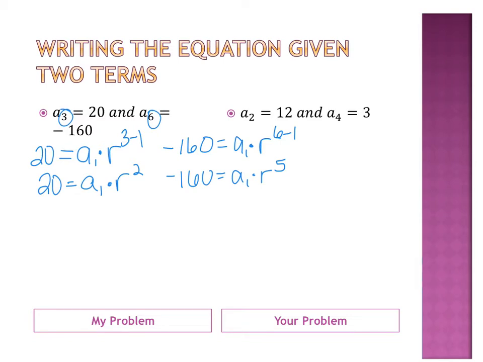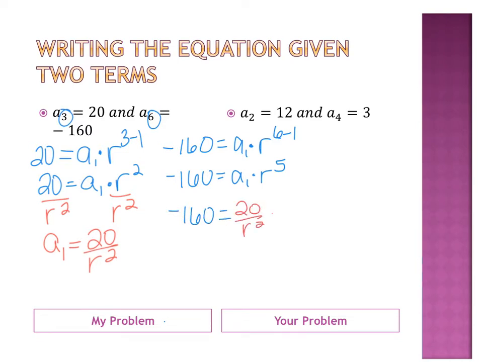So I can solve for a1. Can I get a1 by itself in this equation? How? Divide by the r squared. So let's divide by r squared, and we can say that a1 is equal to 20 divided by r squared. Then can I substitute 20 over r squared for this a1? Yes. So negative 160 equals 20 over r squared times r to the 5th.